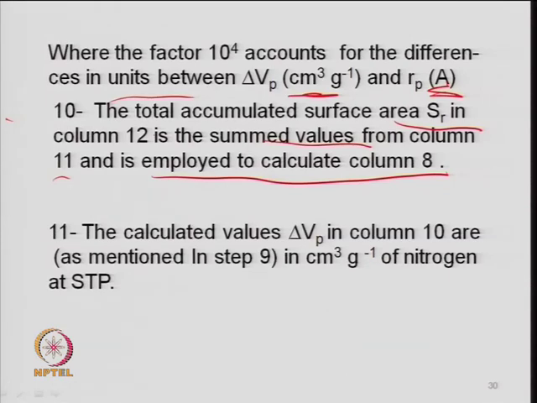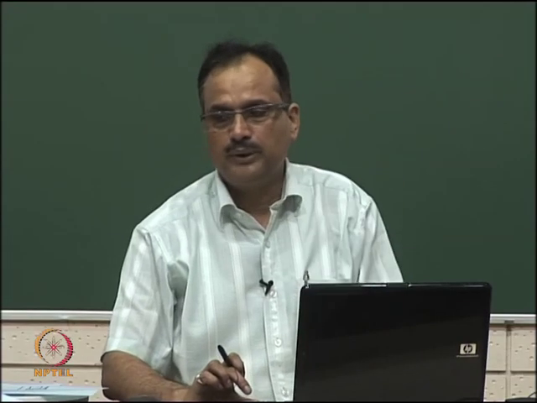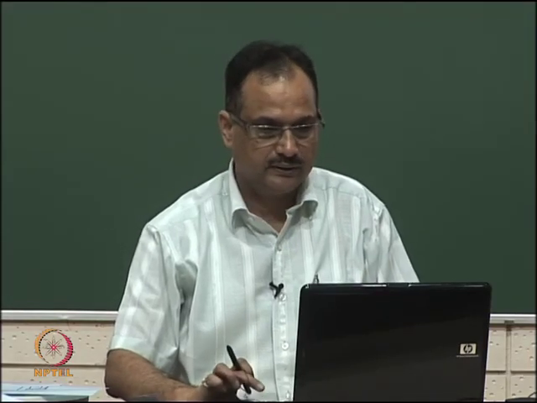So, this is known. The calculated delta V p in column 10 is in centimeter cube per gram of nitrogen. So, you convert it into any other convenient pressure. You can have the correction factor again for the density, the actual volume of liquid filling the pore. So, that is again multiplied by the ratio of the density of the gas to the density of the liquid. Now, this is just a conversion factor. The final column gives the percentage of volume contained by the pores of radius greater than the pore radius R p from column C. So, that is a cumulative change, or between two radii R and R plus delta R p, what is the change in the volume percent of the pore. That is nothing but the change in volume divided by the total volume, multiplied in terms of percentage. So, I stop here.